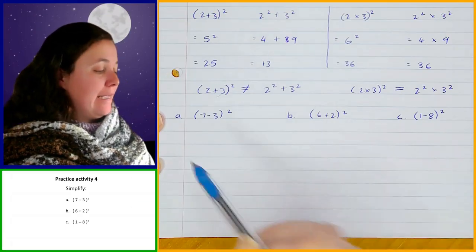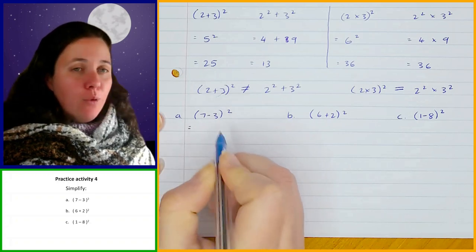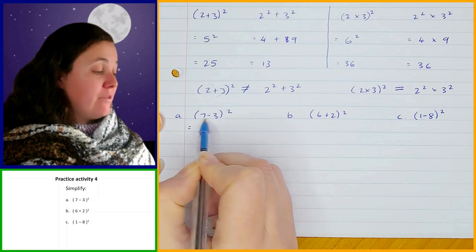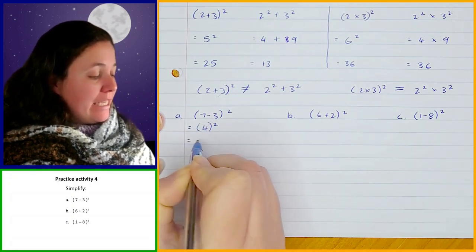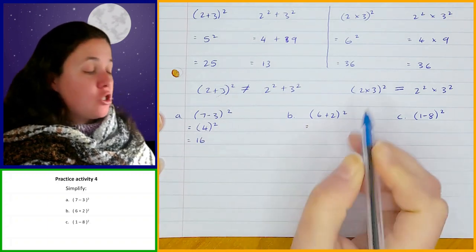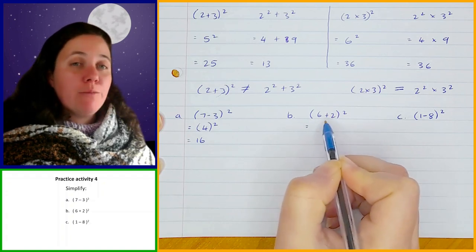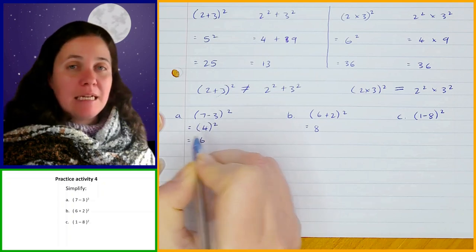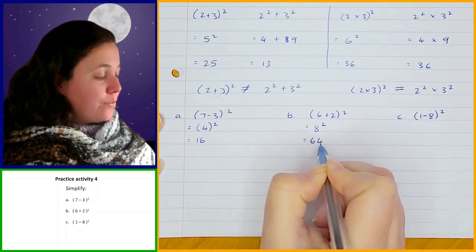For question A, you had 7 minus 3 in brackets squared. So remember, it's very important, we have got to simplify our subtraction that's inside the brackets first. So I've got 7 minus 3, that gives me 4 squared, and that gives me an answer of 16. Over here, I had 6 plus 2 in brackets squared. So again, I have to simplify the 6 plus 2 in brackets first. That gives me 8. Now, I didn't have to write the brackets again here because I had nothing else. So here I can just write 8 squared, and that gives me 64.